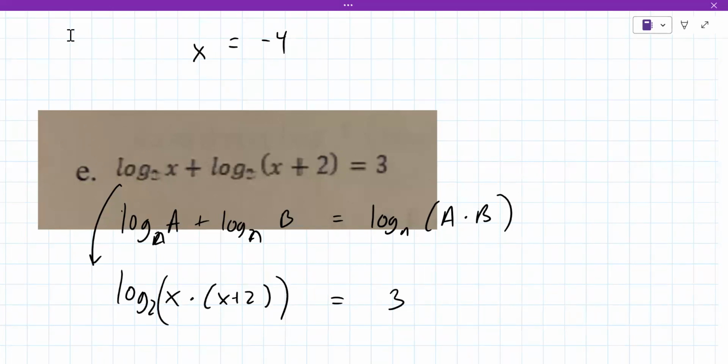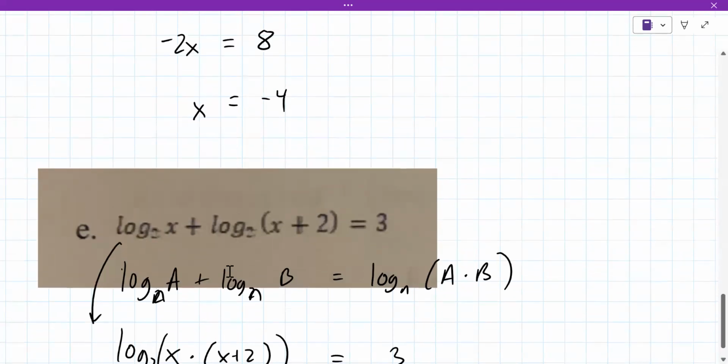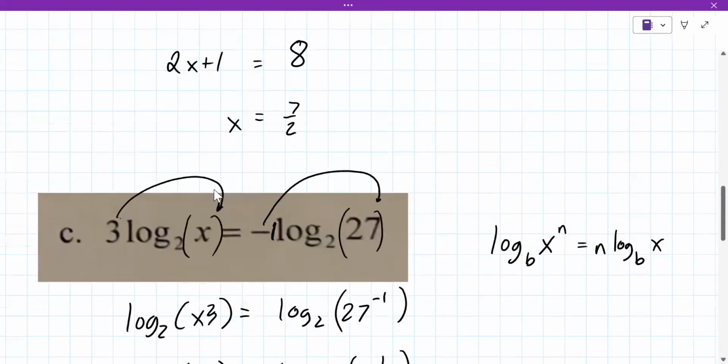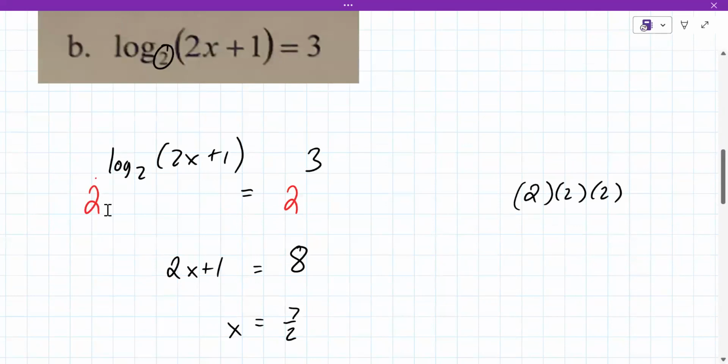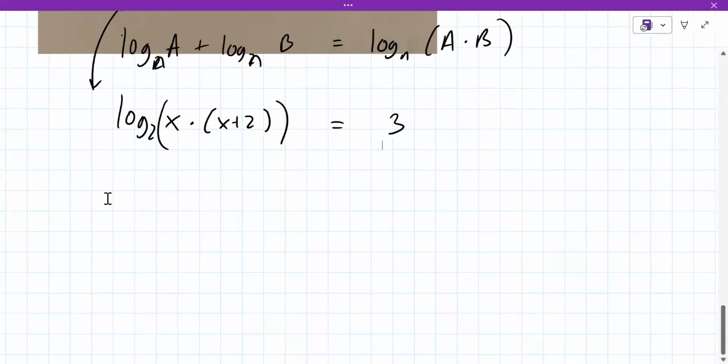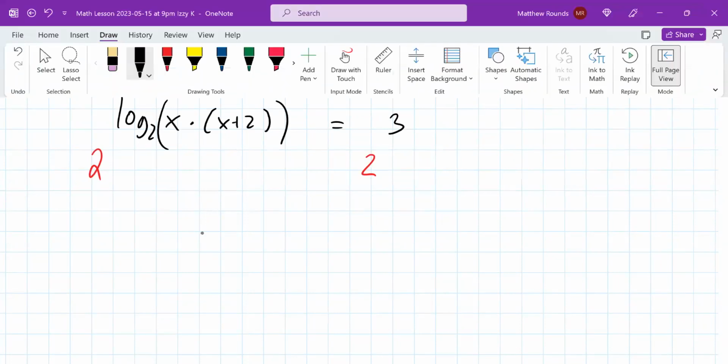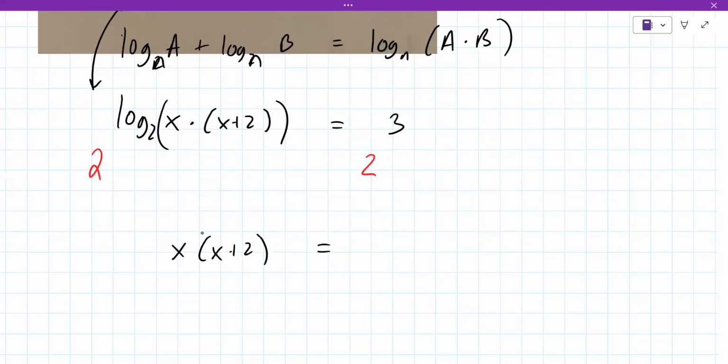Okay, got it. Now, we did this in the last problem, or this one up here. You undo it with the base, whatever the base is. So in this case, you put a 2 underneath. And then on the left, it just cancels. So you get x times x plus 2 equals 8. And then you distribute in, so you get x squared plus 2x equals 8.